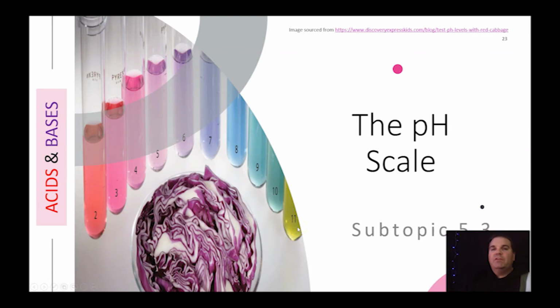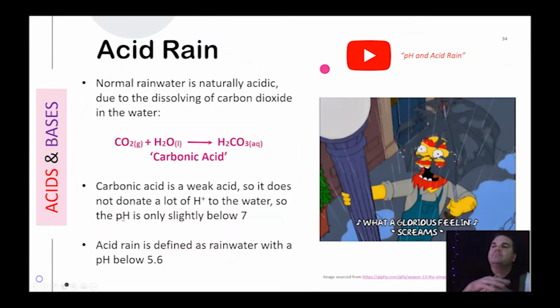Hi, welcome to the next video for the acids and bases topic for Year 11 Chemistry. This is the fourth video. We're still in subtopic 5.3. In the last one we had a look through the pH scale, and we also had a look at how you calculate pH and indicators. Now we're going to be moving on to acid rain.